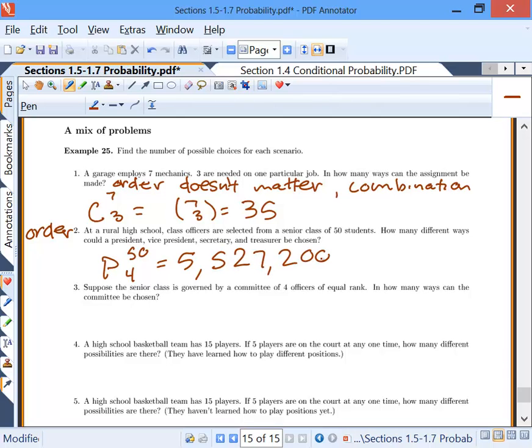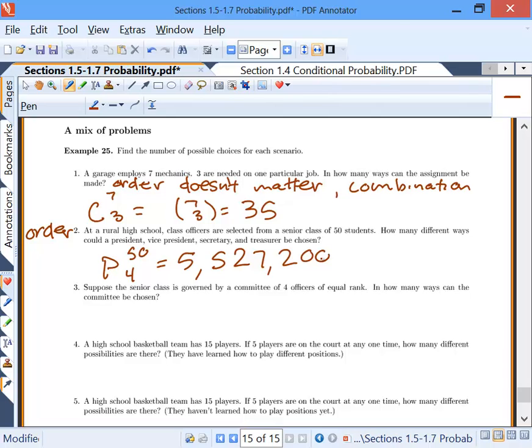So there are actually about 5 million ways that you could choose your student body officers out of only 50 students. This is assuming that John as president, Julie as vice president, and Stacy as secretary is different from Stacy, John, Julie, etc.